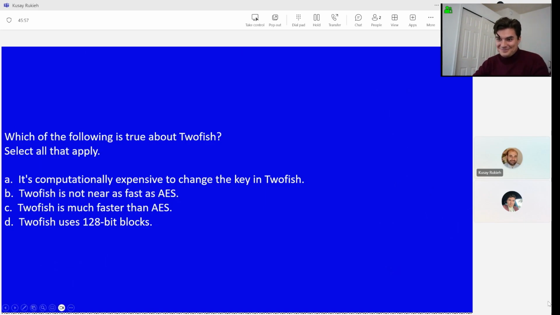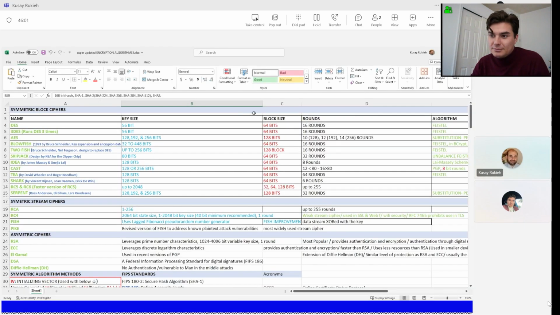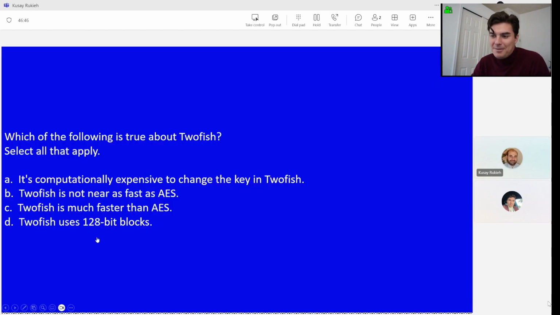That's correct. Remember, Twofish has a 128-bit block. It has 16 rounds versus AES has 14 rounds as a maximum. So 14 rounds is always going to be faster than 16 rounds, right? And they both have 128-bit blocks, so they're tied for that one. But it's computationally expensive because, unlike AES, which has preset sizes of 128, 192, and 256, for Twofish you can select weird sizes, maybe 50, 150, and 250. That variability in the key size comes at a cost of more CPU power. Okay, that makes sense. So the answer here is ABD, that's correct.